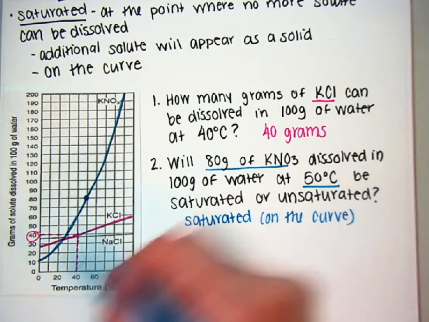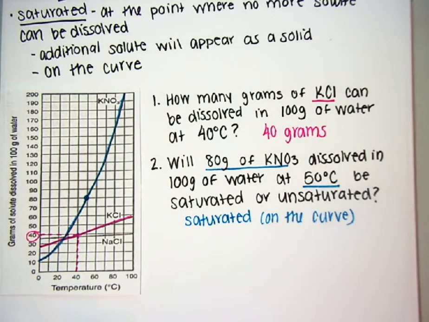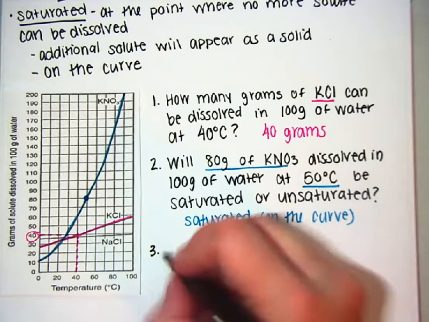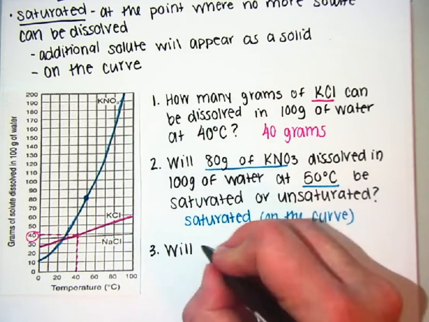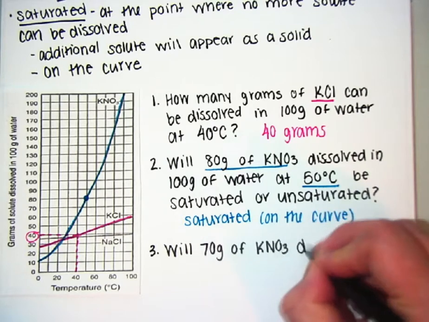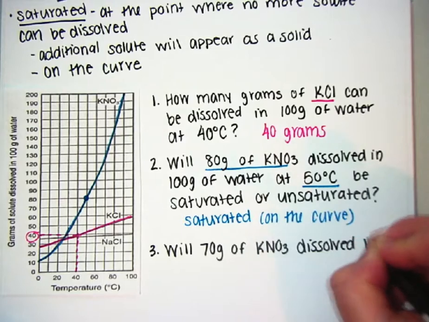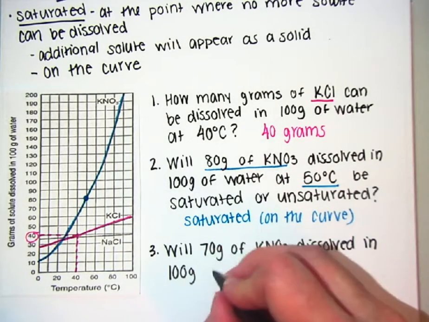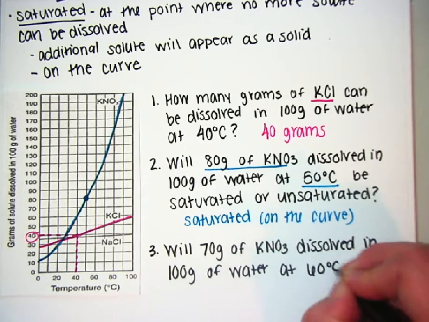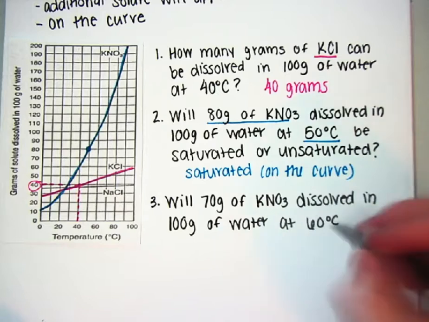Again, this solubility curve just tells me the maximum number of grams of solute that can be dissolved in 100 grams of water at a given temperature. So at 50 degrees Celsius, we can dissolve 80 grams of potassium nitrate. Let's try another one. Will 70 grams, let's stick with potassium nitrate, dissolved in 100 grams of water at 60 degrees Celsius be saturated or unsaturated?